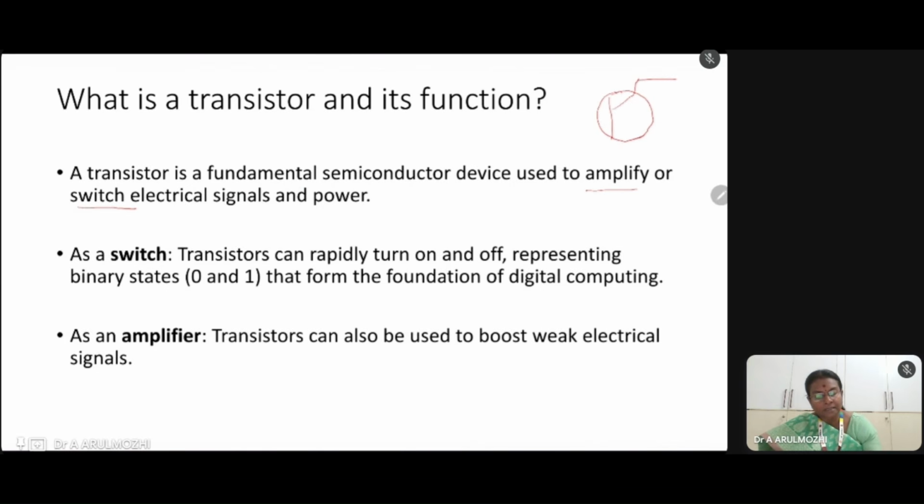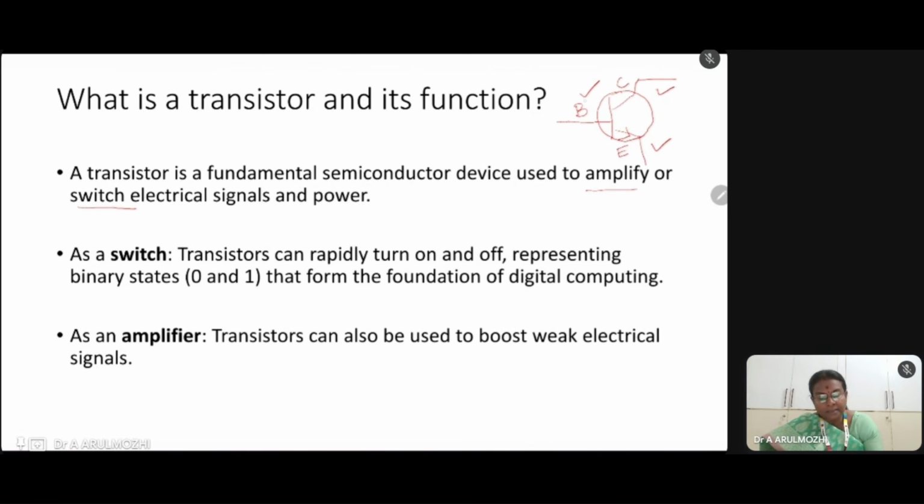This is the collector, this is our emitter, and this is our base. So base, collector, emitter. If a small current is being applied to the transistor base, it allows a very large current to flow between the collector and the emitter. And due to this, what will happen?